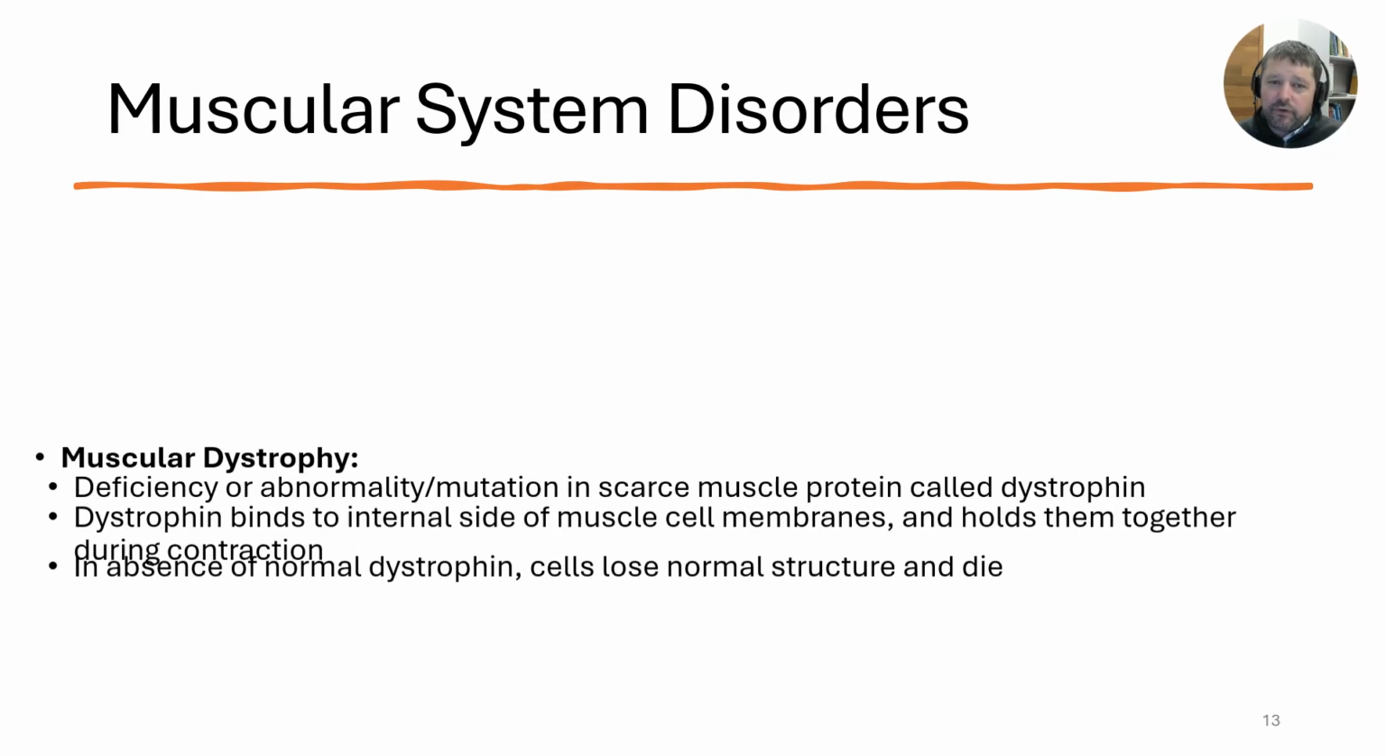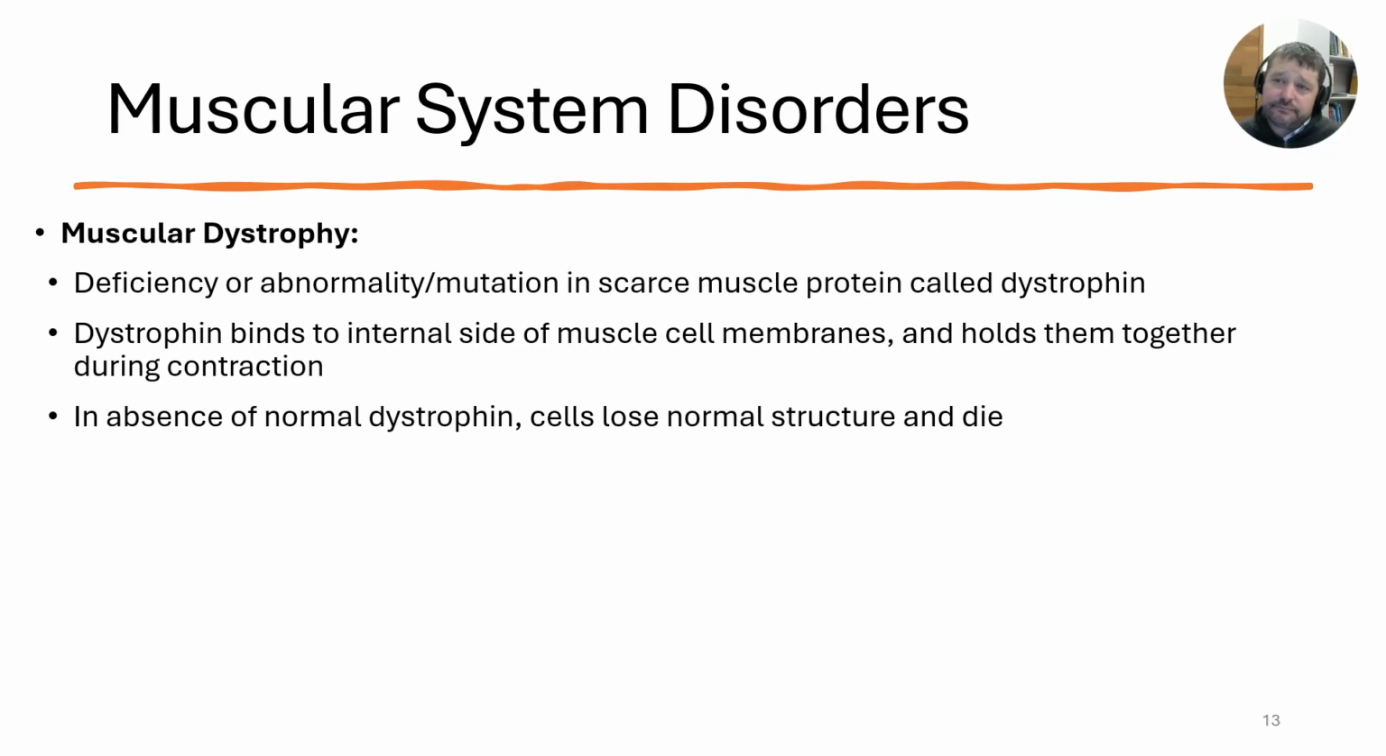Another one that's probably more often referred to is dystrophy, or muscular dystrophy. It's a result of dystrophin. Dystrophin is a protein that holds muscle fibers together. During contraction, these muscle fibers are held together with dystrophin. If that is missing or mutated, they don't hold together, and it's a loose kind of muscle contraction.